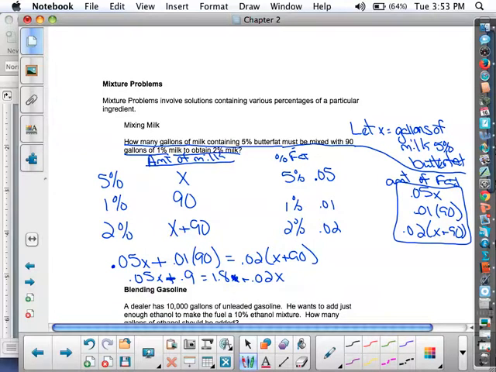Combine like terms, add and subtract. You will then get 0.03x is equal to 0.9. Divided by 0.03, and you will get that x is equal to 30 gallons.